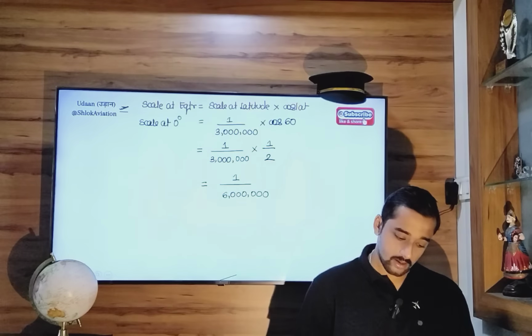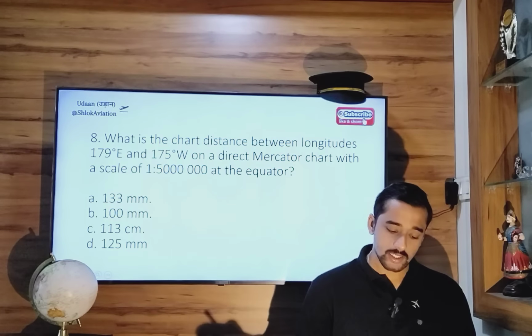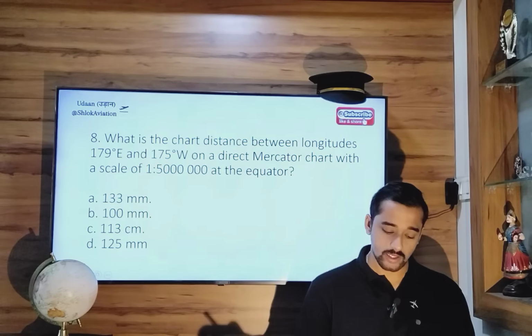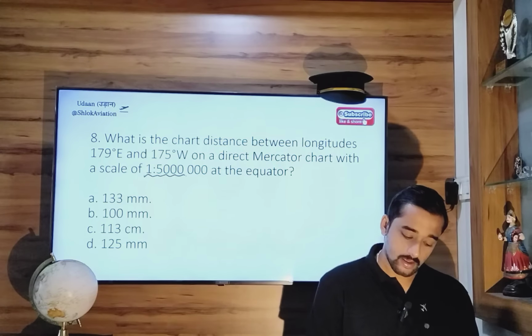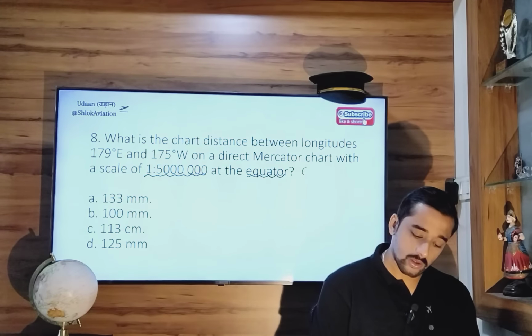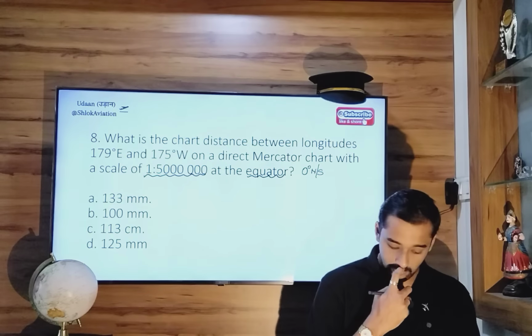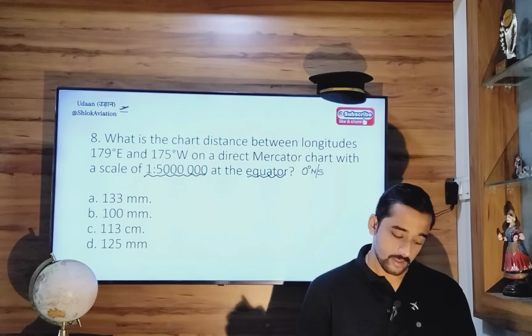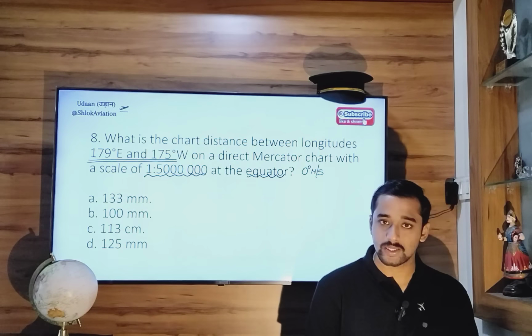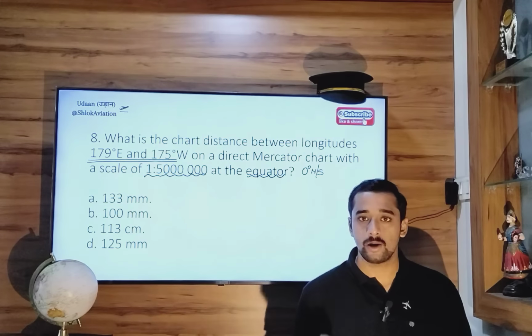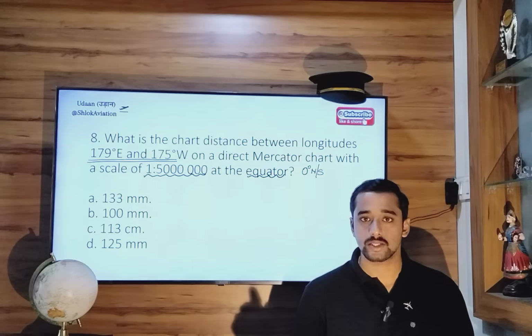Next, question 8. What is the chart distance between two longitudes on a Mercator chart with a scale of so and so at the equator? So we have been given the scale. The latitude is 0 degree north-south. Now we have to find out chart distance. Earth distance is not given to us directly, but we have been given these coordinates, and with the help of this we can find out Earth distance, nothing but a rhumb line distance.